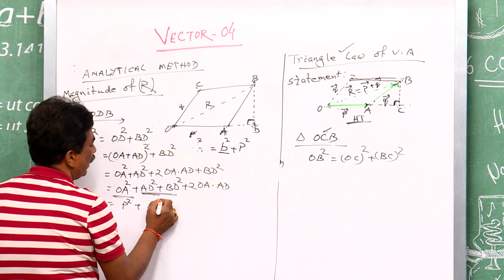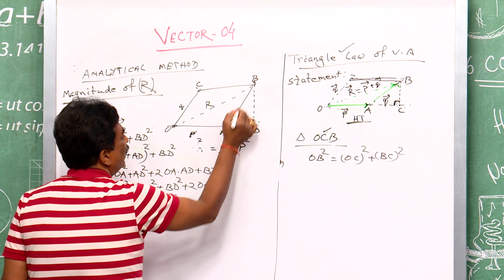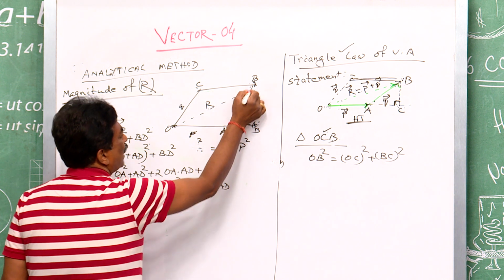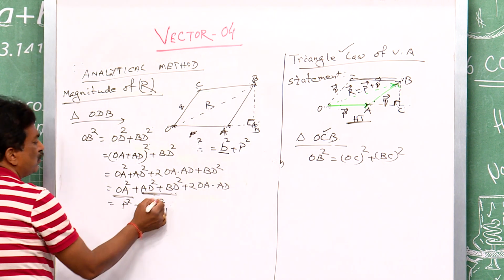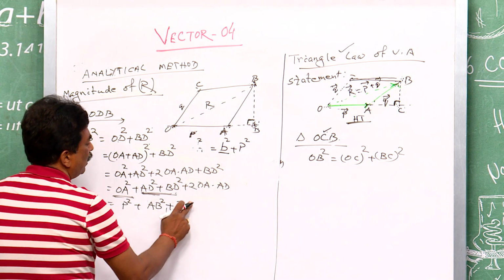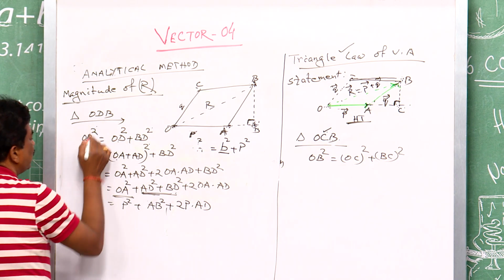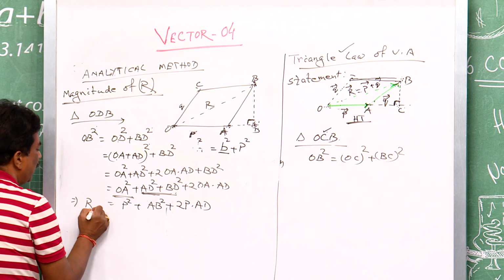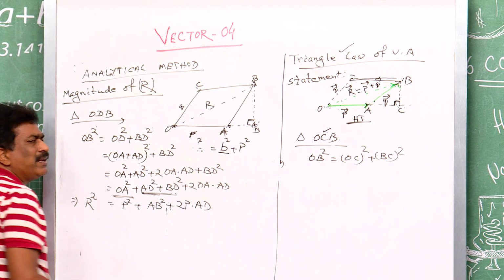That is equal to AB square, because for this right angle triangle ADB, the base square plus height square is equal to hypotenuse square, means that is equal to AB square plus 2 OA, OA is equal to P, into AD, and this is equal to OB square. Let that be equal to R, because the OB magnitude we have taken is R.